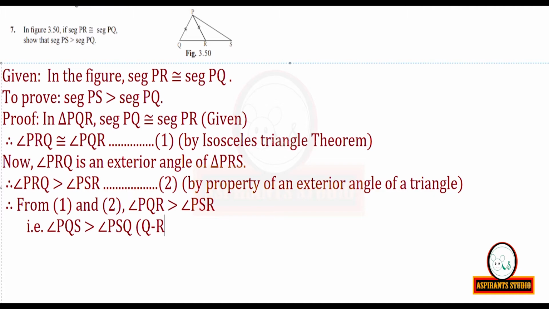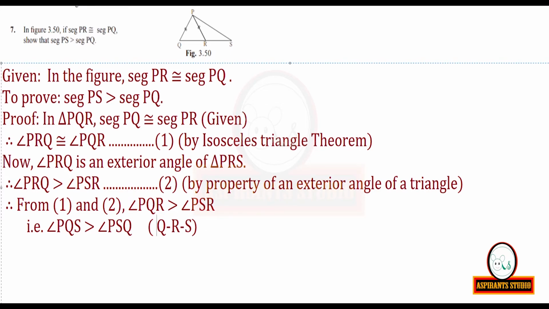They are one and the same angles. Angle PQR and angle PQS are one and the same angles. Similarly, angle PSR and angle PSQ are one and the same angles. So we can write angle PQS is greater than angle PSQ. Now we have to prove segment PS is greater than segment PQ.